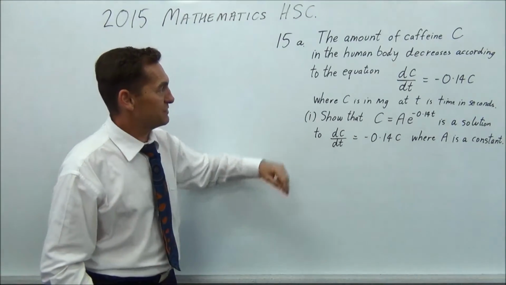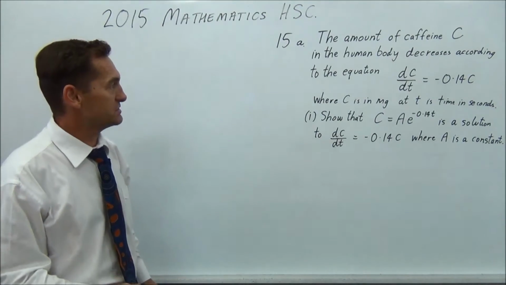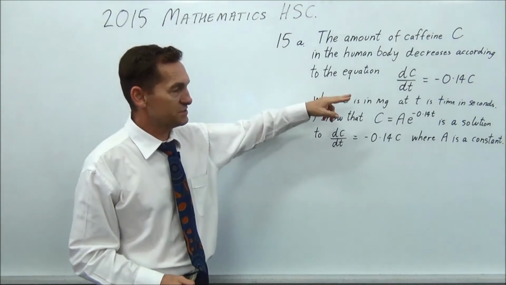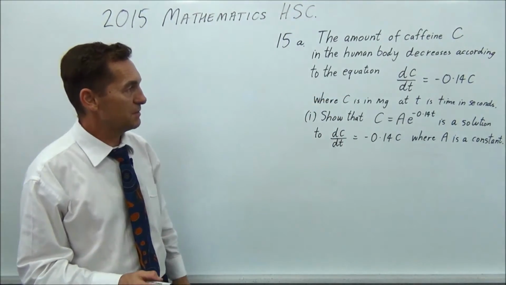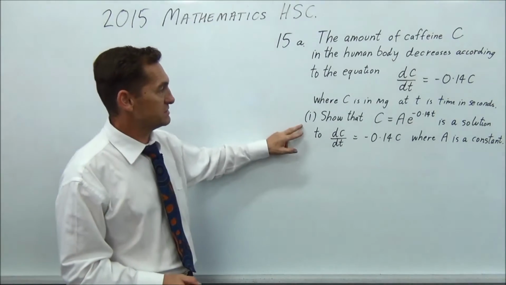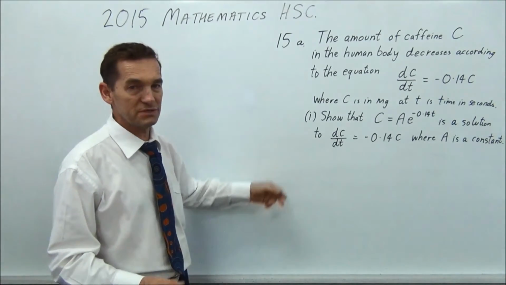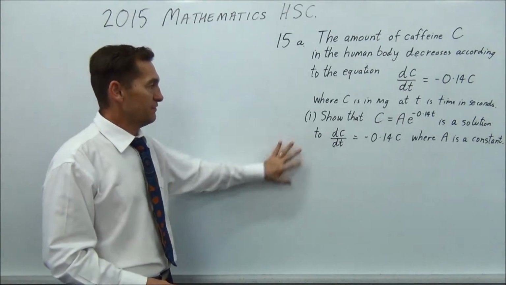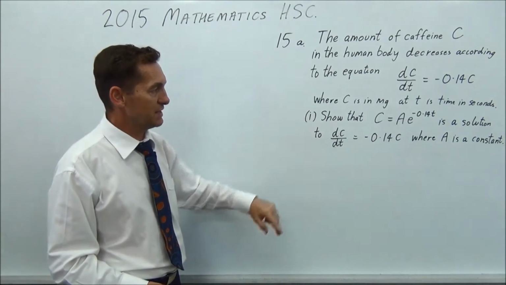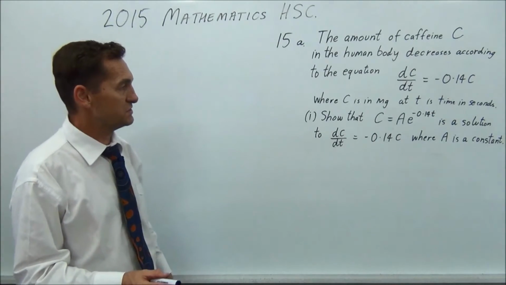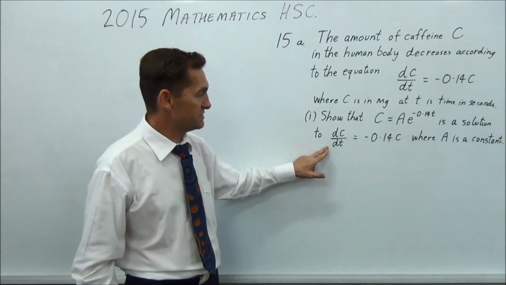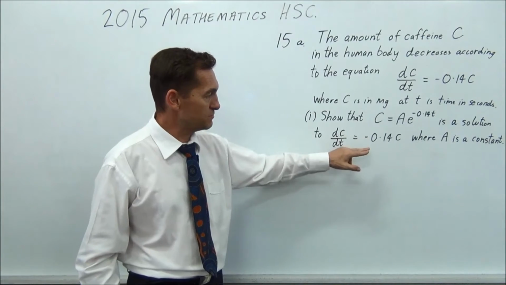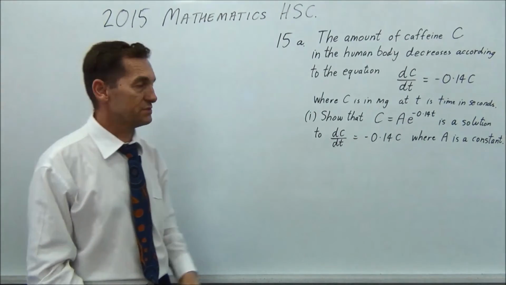So the amount of caffeine C in the human body decreases according to the equation dC/dt equals minus 0.14 C, where C is in milligrams and t is time in seconds. There's a few parts, we're going to do one at a time. The first part, show that C equals A e to the minus 0.14 t is a solution to dC/dt equals minus 0.14 C, where A is a constant.